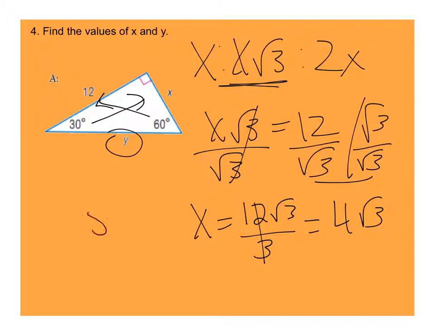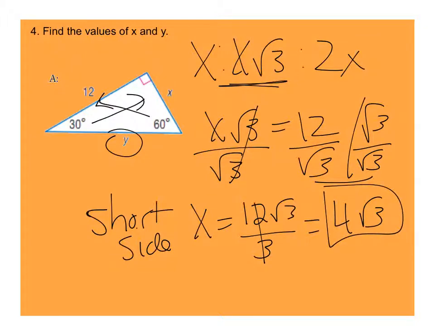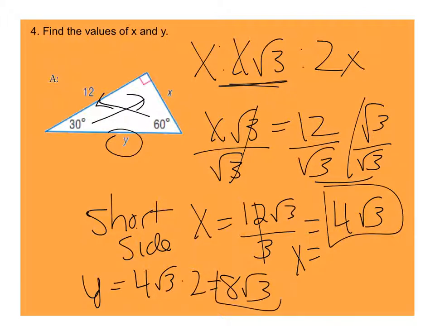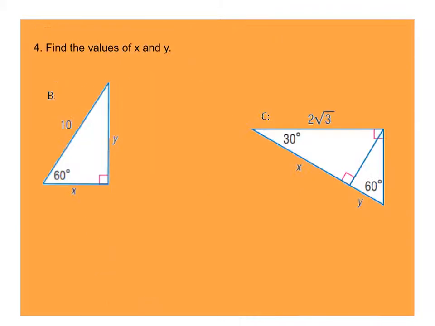So now this becomes the short side. So 4 square root of 3 is my short side, so x equals 4 square root of 3. Y then is going to be equal to double that. So 4 square root of 3 times 2 is just going to be 8 square root of 3. So that's what y is going to equal.